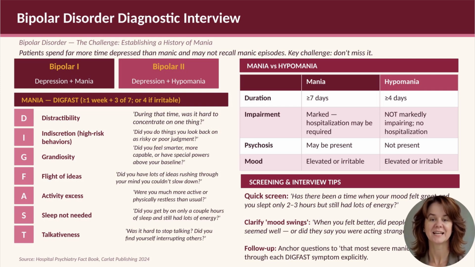To systematically assess mania, use the DIGFAST mnemonic: distractibility, indiscretion or risky behavior, grandiosity, flight of ideas, increased goal-directed activity, decreased need for sleep, and talkativeness, with at least 3 symptoms, or 4 if mood is only irritable, present during the same period. A key clinical distinction is that mania causes marked impairment, may include psychosis, and often leads to hospitalization, whereas hypomania does not significantly impair functioning and has no psychotic features.